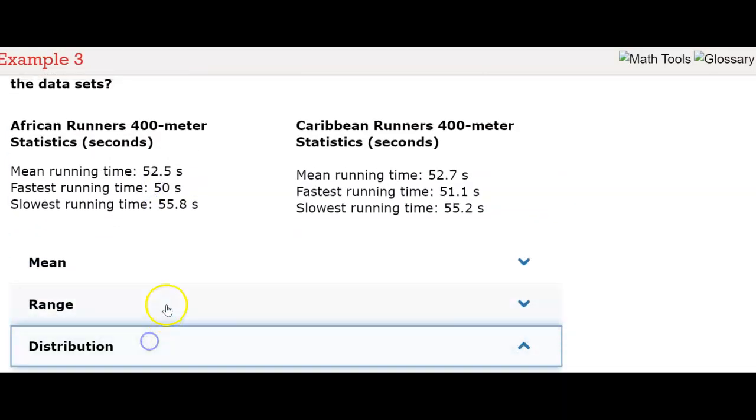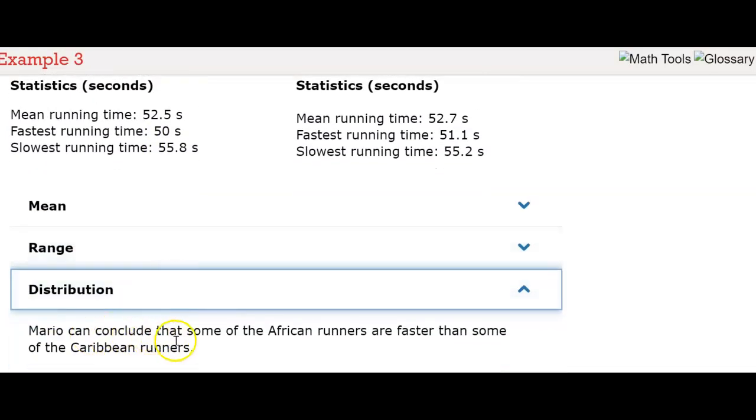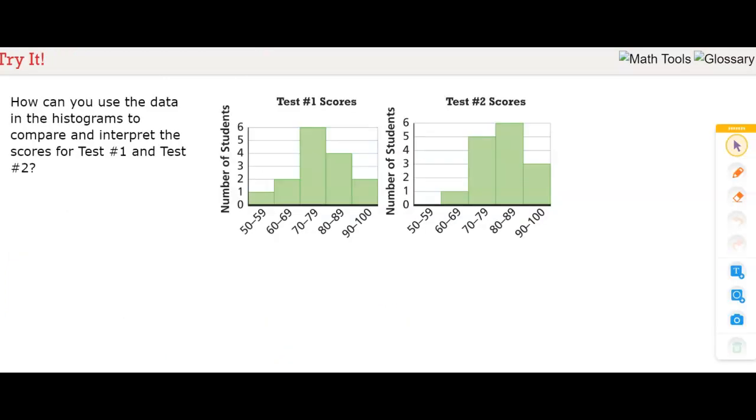Then you look at the distribution. Mario can conclude that some of the African runners are faster than some of the Caribbean runners. How can you use the data in the histograms to compare and interpret the scores for test number 1 and test number 2?